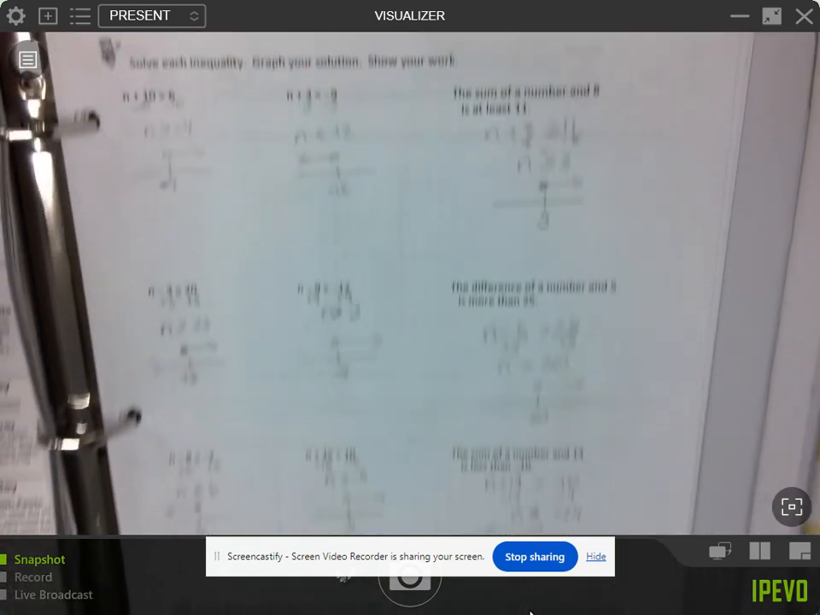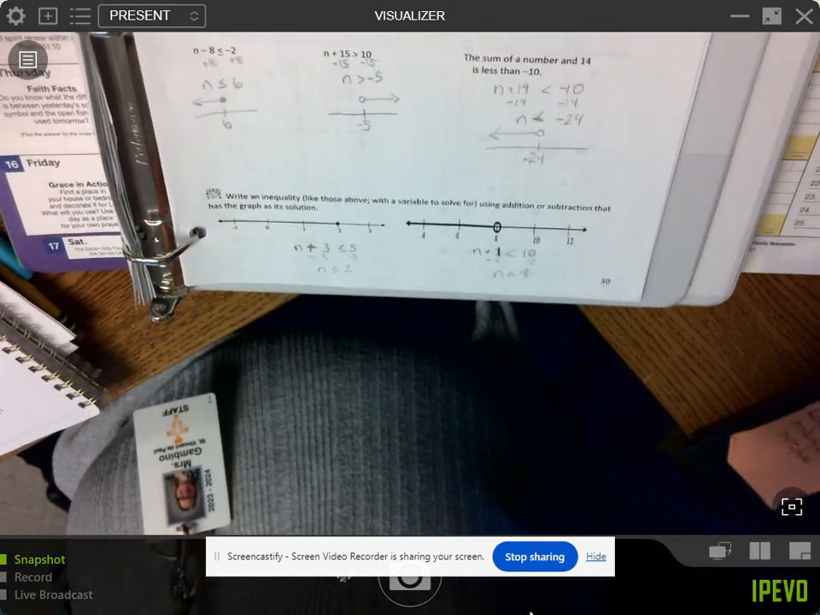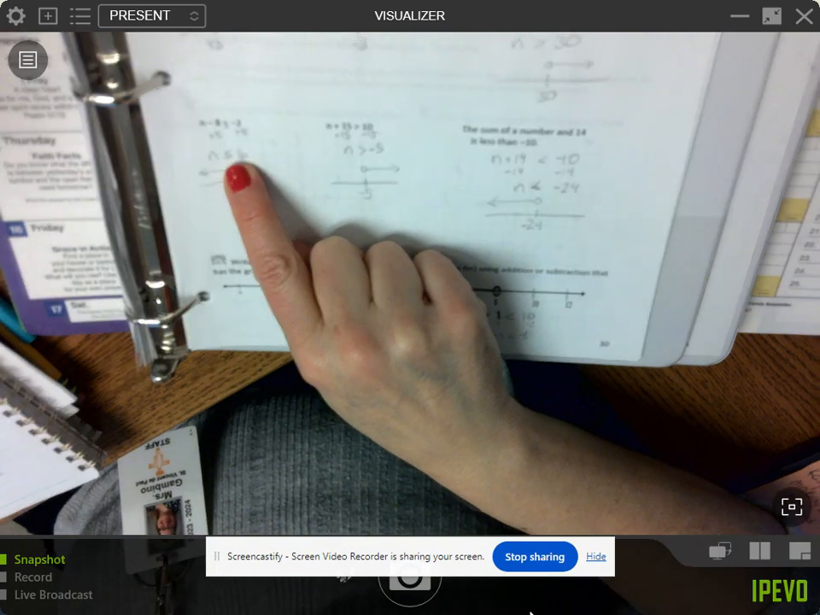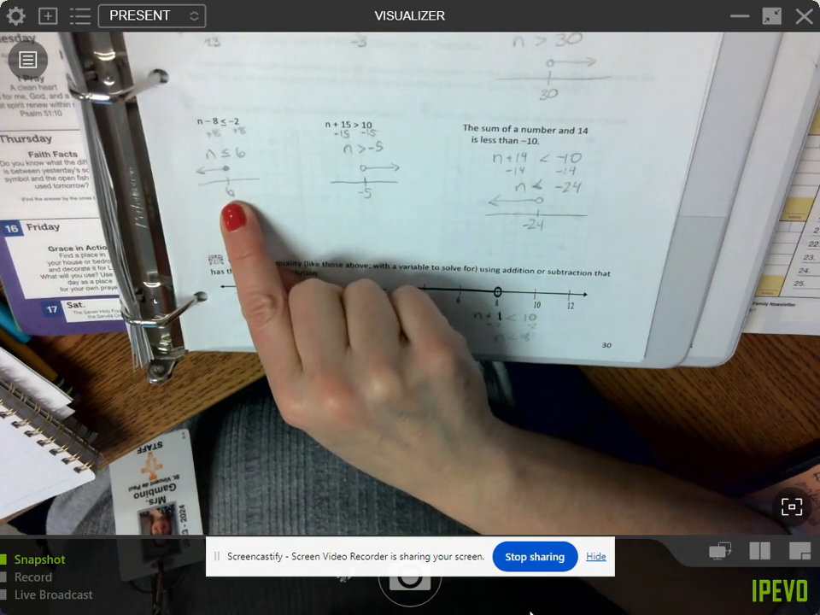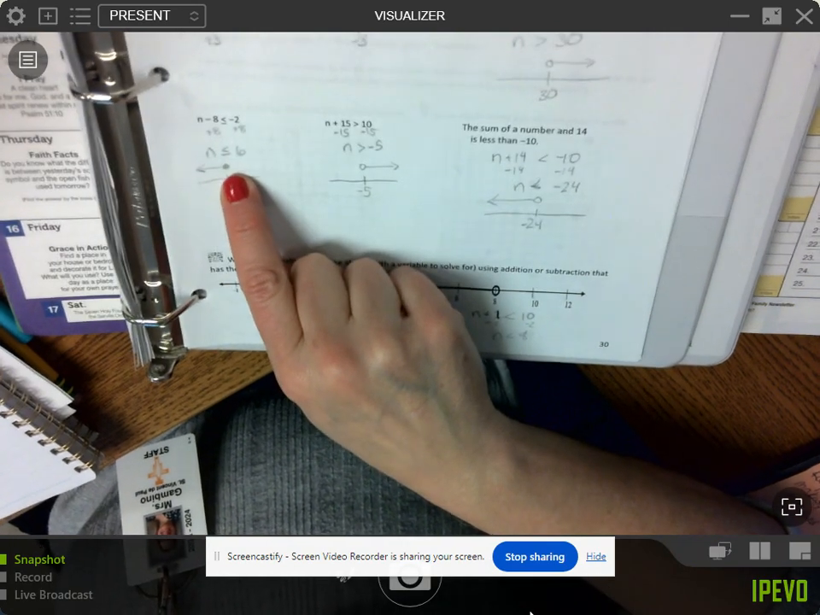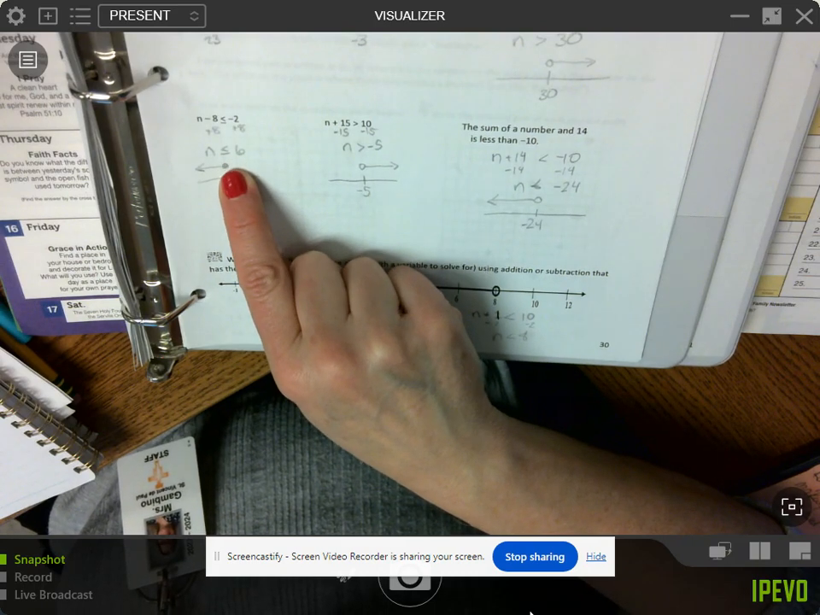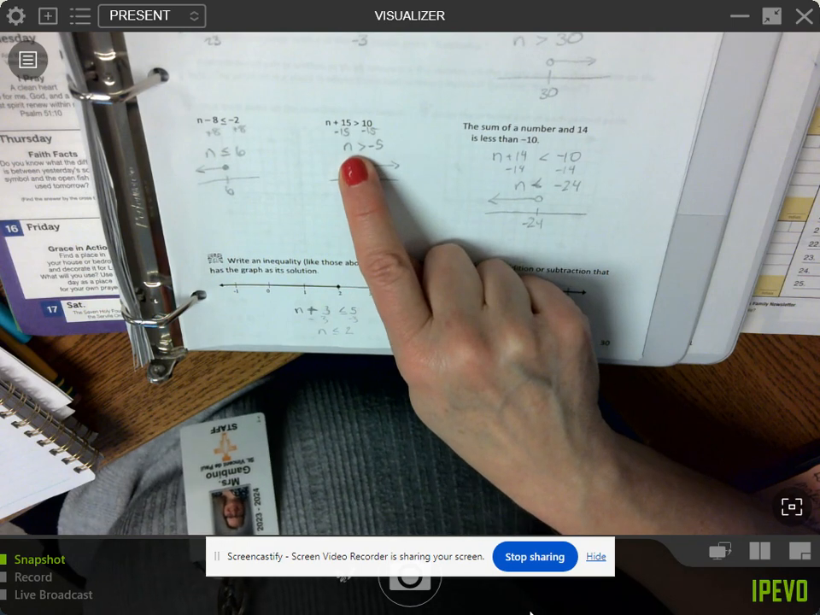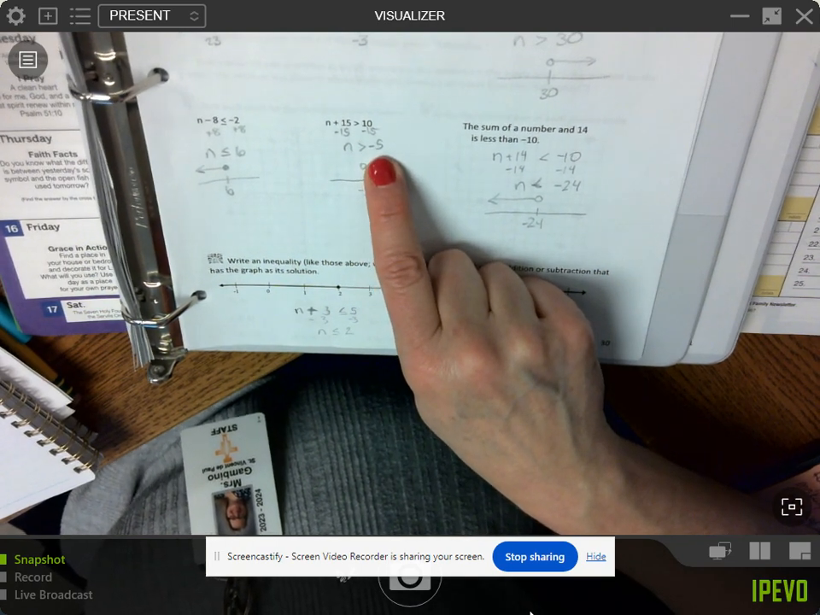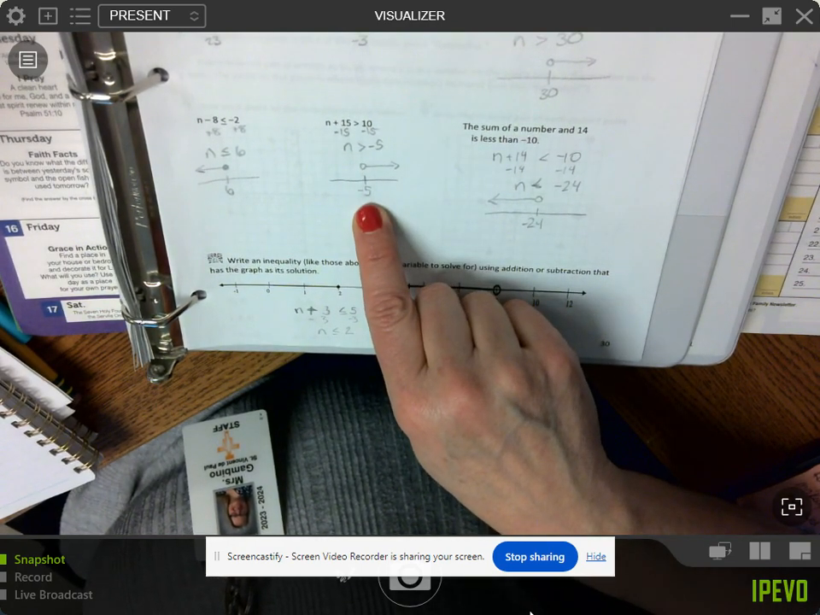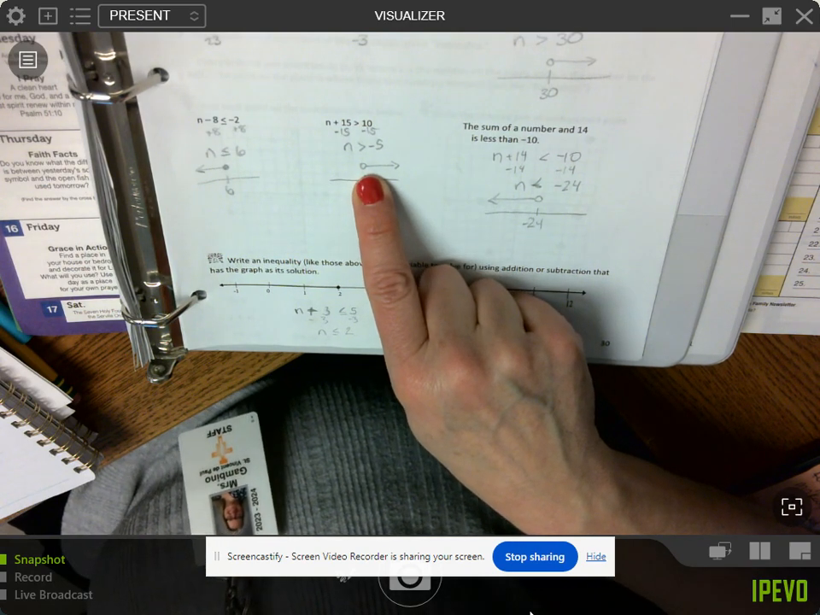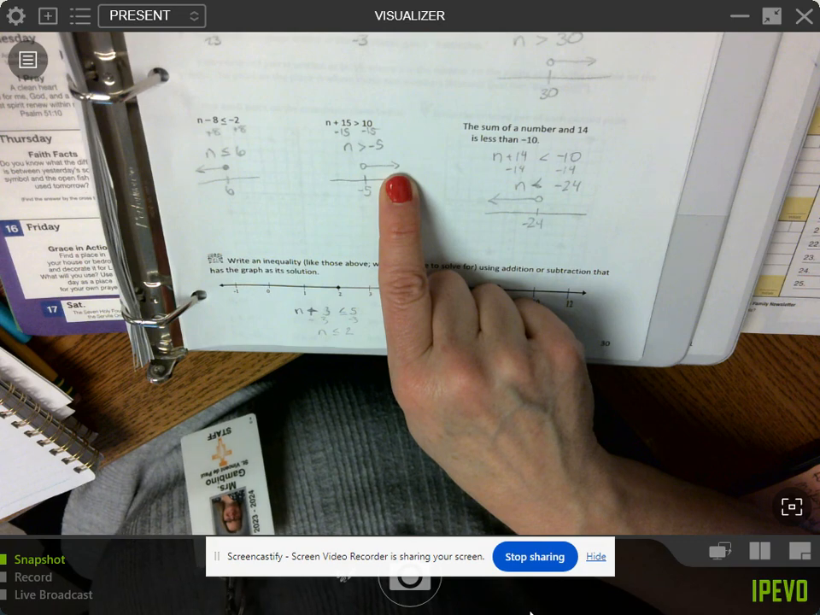All right, our bottom row. We have N is less than or equal to 6. So we have a 6 on our number line. We have it shaded in because it's equal to, and it's pointing to the left because it's less than. N is greater than -5. We have a -5 on our number line. We have an open circle because it is not equal to, and it's pointing to the right because it's greater than.